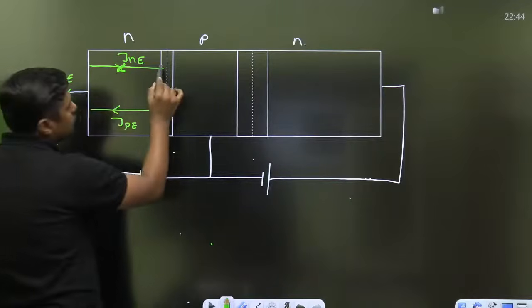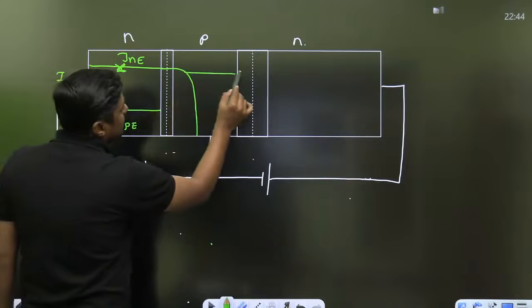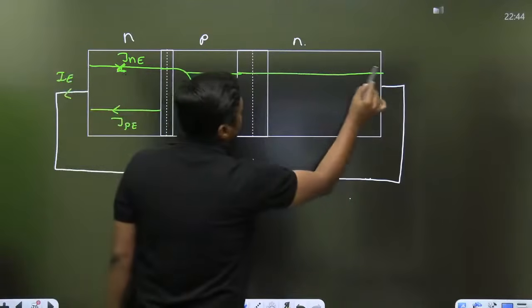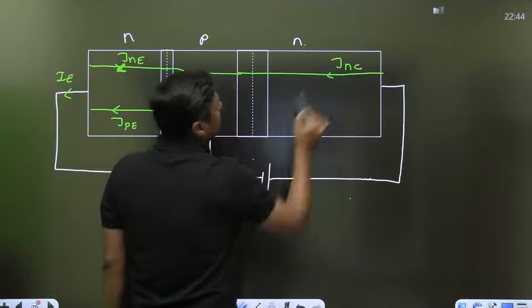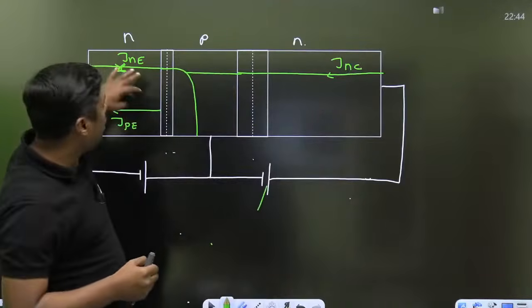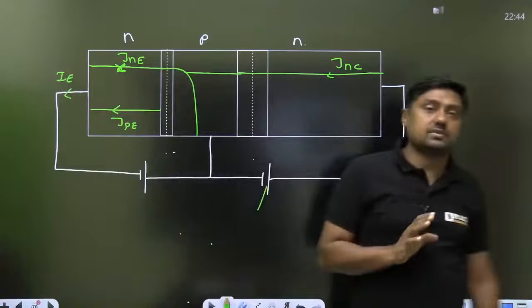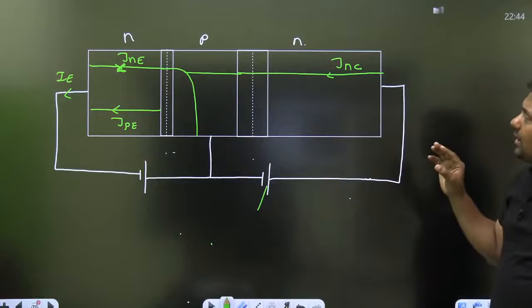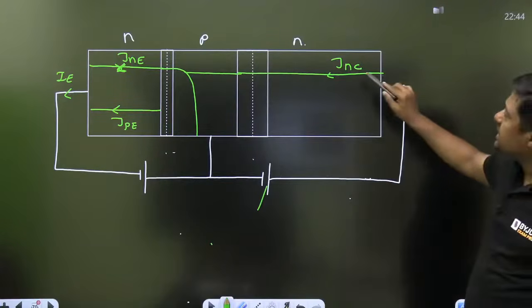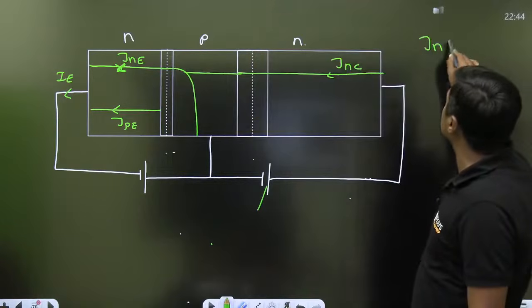Now the electrons will move, some will recombine and the remaining will reach here and constitute the collector current density, given by JNC. So tell me, will all the electrons reach the collector, or will some recombine in the base? Some electrons will recombine in the base, and that's why JNC is always less than JNE, and that is called the transport factor.